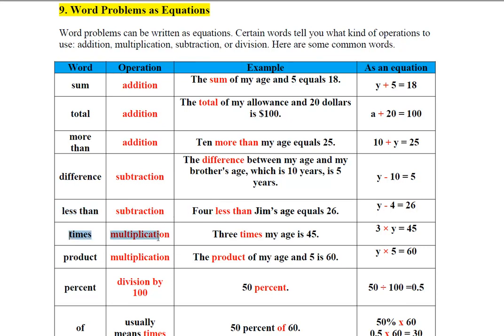Times is multiplication, of course, so I do times. A product is multiplication as well, so I do times. Percent means divide by 100, or means over 100, like we discussed previously in the percents chapter. Per means over and cent means 100. So the word percent means over 100. Divide by 100.